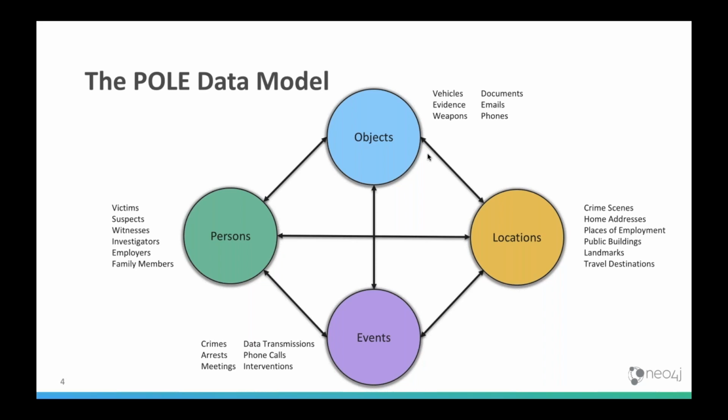Events obviously could be crimes, but they could also be arrests, meetings between persons, phone calls, transmissions of data, and so forth. Objects could be things related to those crimes, maybe a vehicle, maybe some evidence, a weapon used in the crime, documents associated with the case, things like that. And then in terms of locations, you can have the crime scene, you might have a person's home address, you could have their work address, and so on.